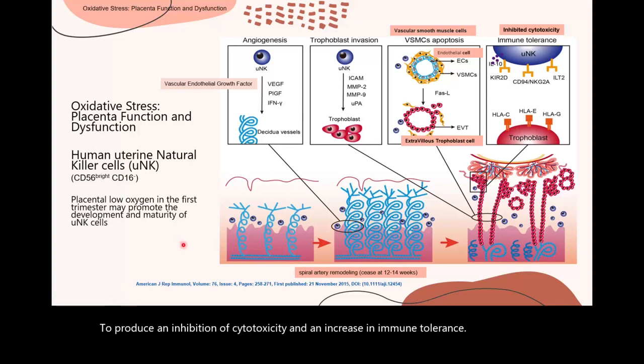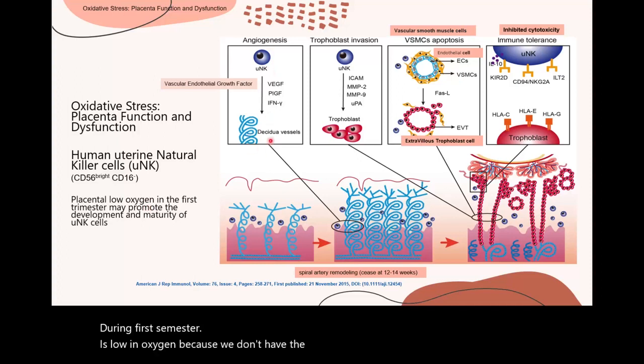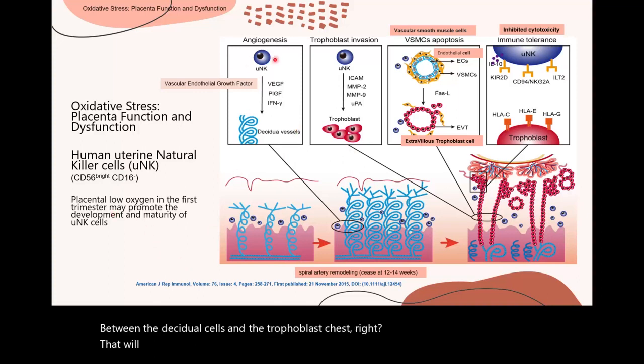So, during first trimester, placenta is low in oxygen because we don't have the connection between the decidual cells and the trophoblast yet, right? That will promote the development of these natural killer cells.